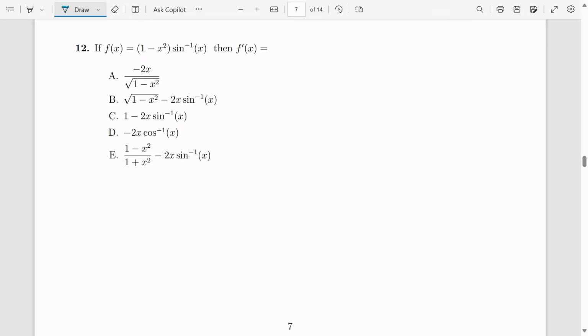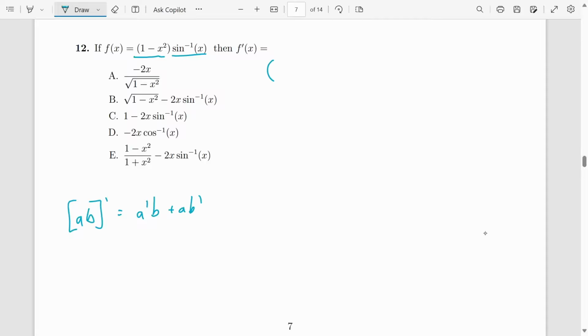Question 12. If f of x equals (1 minus x squared) times the inverse sine of x, then what is its derivative? So it looks like we've got to start with some product rule. We've got two things being multiplied together that we need to take the derivative of. So we know that the derivative of a times b is equal to a prime b plus a b prime.